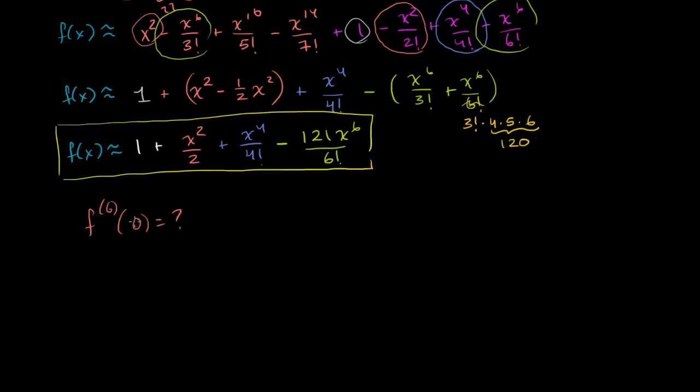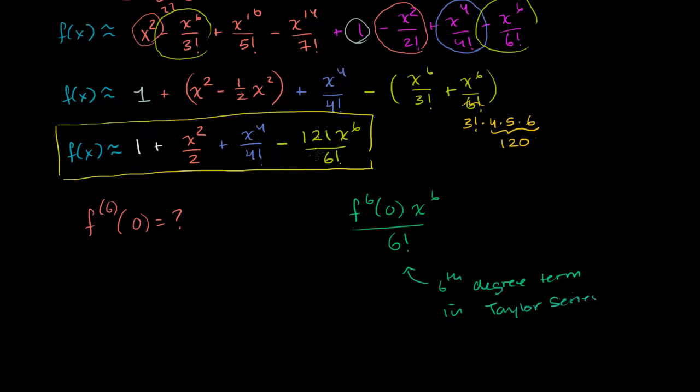Well, if you think about the Taylor series centered at 0, or approximated around 0, the sixth degree term in the Taylor series approximation of f is going to be the sixth derivative of f evaluated at 0 times x to the sixth over 6 factorial. This is going to be the sixth degree term in the Taylor series. And we have that term sitting right over here.